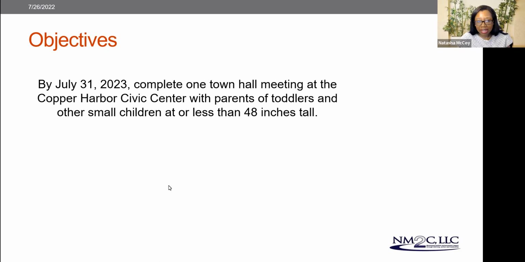So for an objective, here's just a very brief example. By July 31st of 2023, they're going to complete one town hall meeting at the Copper Harbor Civic Center with parents of toddlers and other small children at least 48 inches tall. So you want to be descriptive in your objectives. This indicates when, by July 31st, where, complete one town hall meeting at the Copper Harbor Civic Center, for whom, parents of toddlers and small children, and to what extent. So they want to make sure they didn't just say children, but they said children at least 48 inches tall. So you can do that in your objective statements.